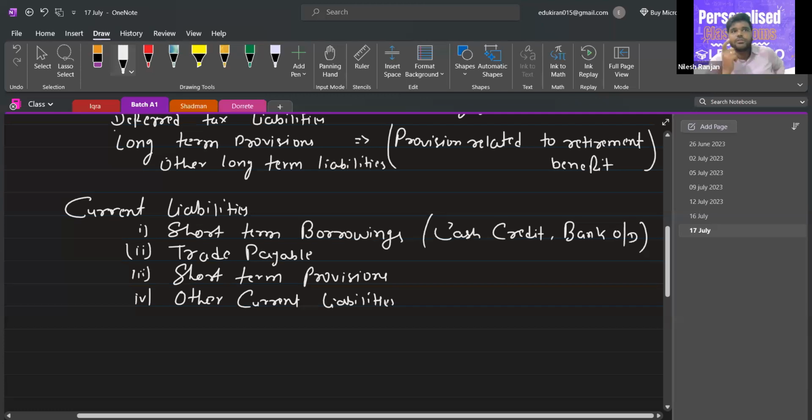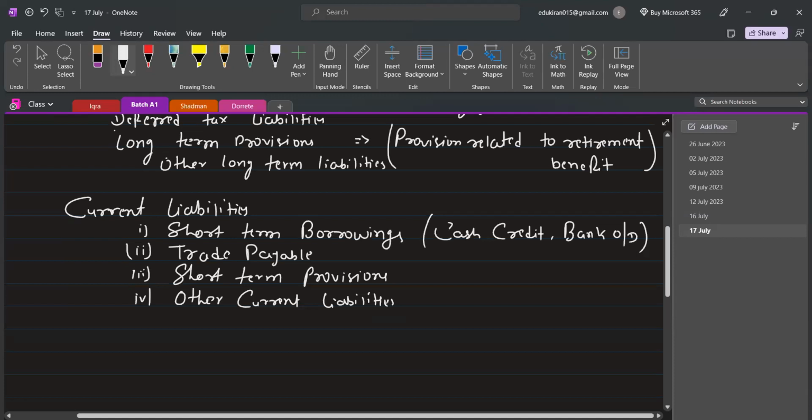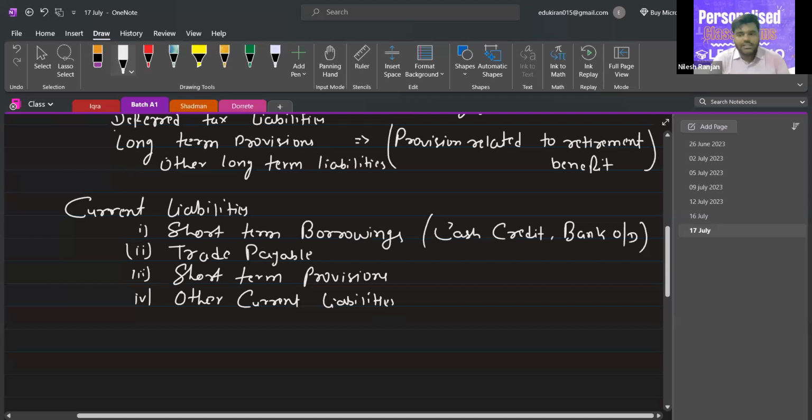So if the retirement benefit is payable within 12 months, let's say some employees are retiring within a year, then it is called short-term provisions. But in the same manner, if employees are retiring after 5 or 10 years, then we will call it long-term provisions. And I also told you provision for tax. This is for short-term provisions. Yes, sir. So these are our liability side.